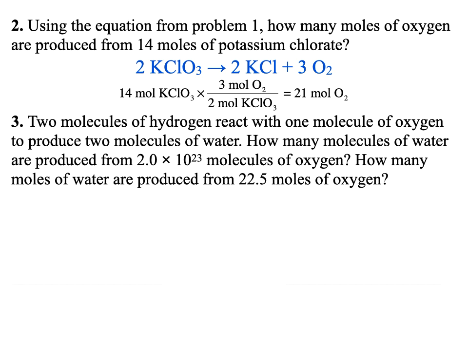Now, 2 molecules of hydrogen react with 1 molecule of oxygen to produce 2 molecules of water. How many molecules of water are produced from 2.0 times 10 to the 23rd molecules of oxygen? And then, how many moles of water are produced from 22.5 moles of oxygen?